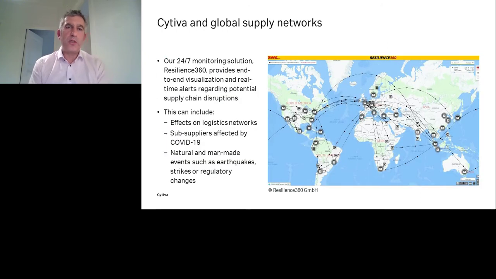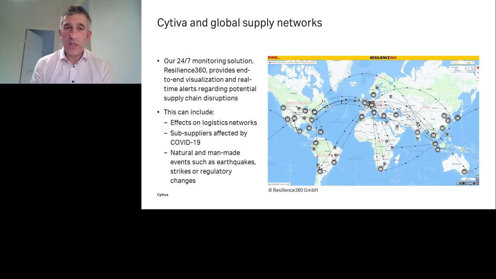So in addition to the Sourcing Risk Finder tool, we also use a 24/7 continuous incident monitoring solution that's provided by Resilience 360. And this provides end-to-end visualization and real-time alerts regarding potential incidents that may disrupt our supply chain. So throughout the COVID-19 pandemic, for example, we have received continuous updates about threats to both our suppliers' ability to manufacture, but also threats to our logistic partners in shipping material to us. This has been a continuous and ongoing input from Resilience 360.